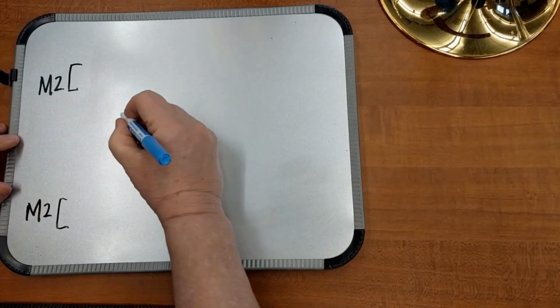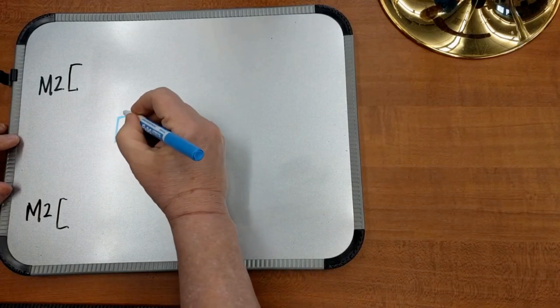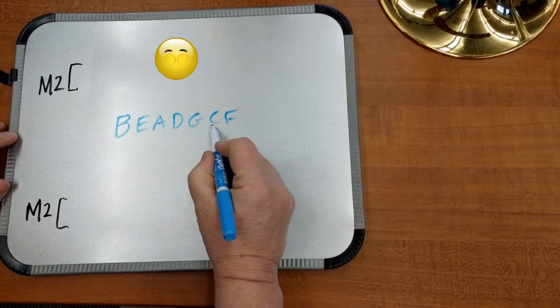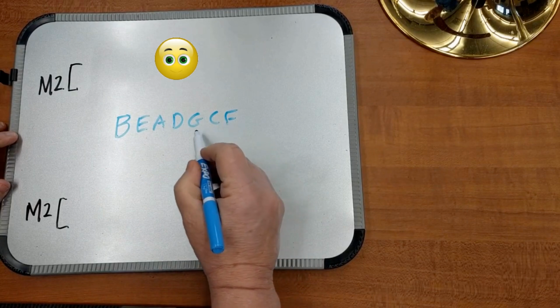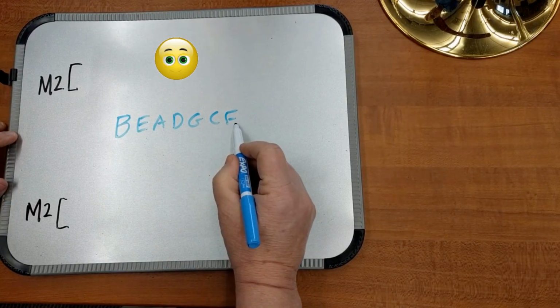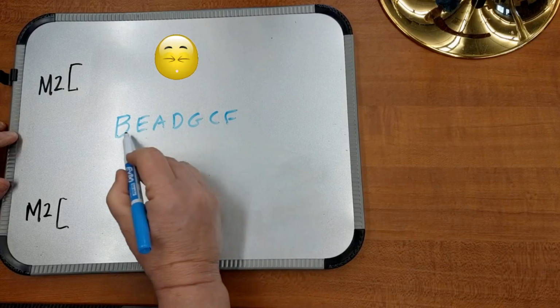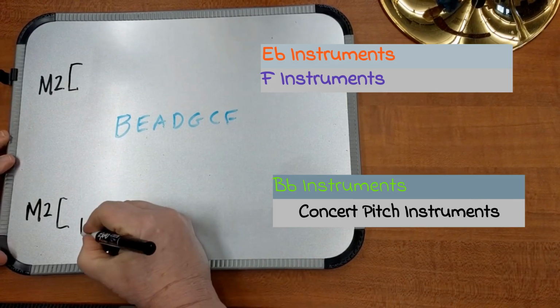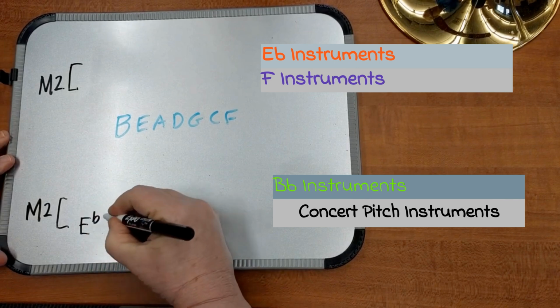Let's get our order of flats today. B, E, A, D, G, C, F. BEAD, Greatest Common Factor: Gum Candy Fruit, Good Chicken Fingers. The word BEAD, and Gum Candy Fruit. This is the key of E flat major concert, E flat major.